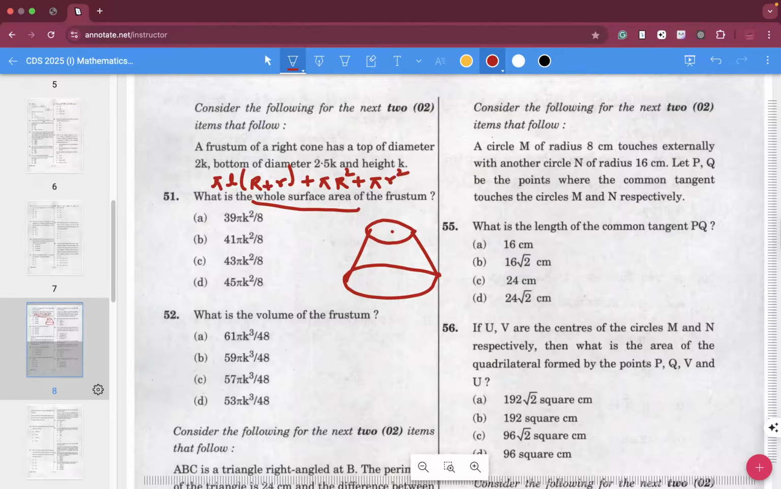They have given this diameter as 2k, and this diameter as 2.5k, and the height over here they have given as another k. So we have to find out L. L is called the slant height. I will draw this frustum in a bit more clear fashion.